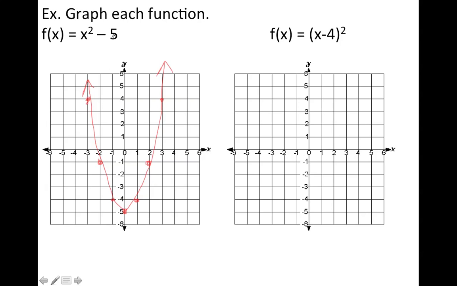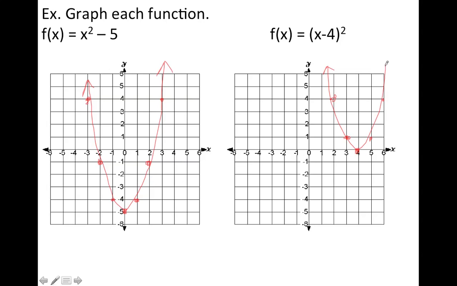Looking at the next graph, notice how the number is grouped with our x this time, so that means we're moving left and right. Since it is minus 4, remember you've got to think opposite, so we move to the right 4. Then we just plug in values. If we plug in 5, 5 minus 4 is 1, 1 squared is 1. Plug in 3, 3 minus 4 is negative 1, square it, we get 1. Notice how it is reflected. Plug in 2, 2 minus 4 is negative 2, square it, and we get 4. Plug in 6, 6 minus 4 is 2, square it, and we also get 4. Connect your points, and we're done.